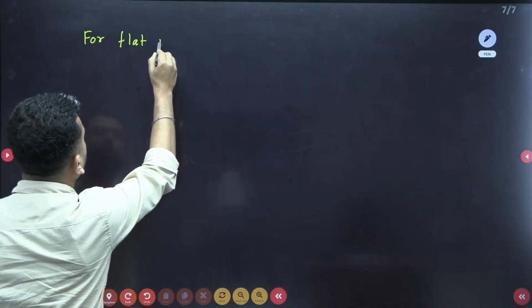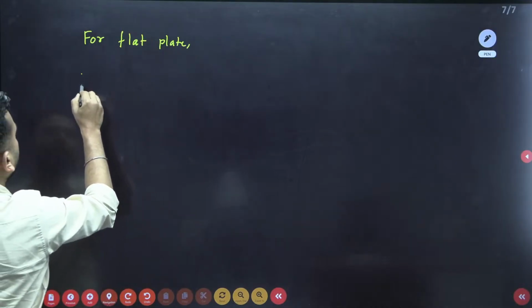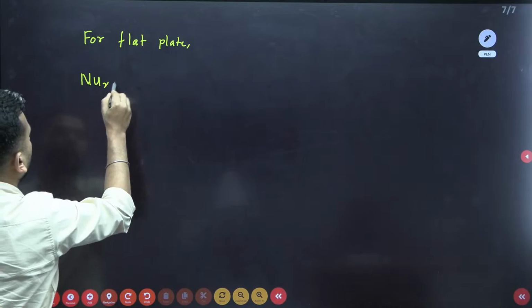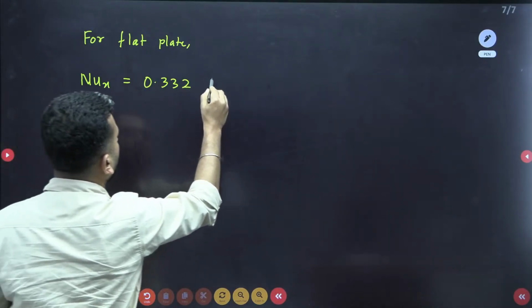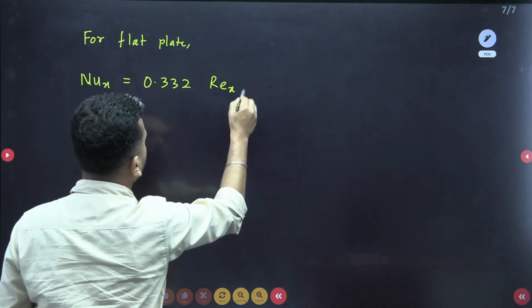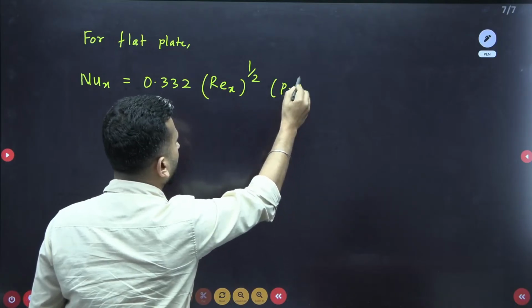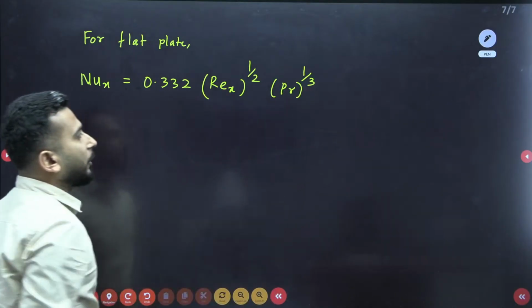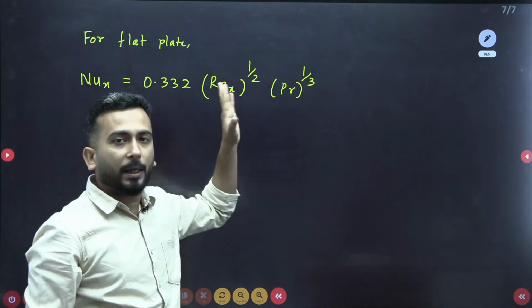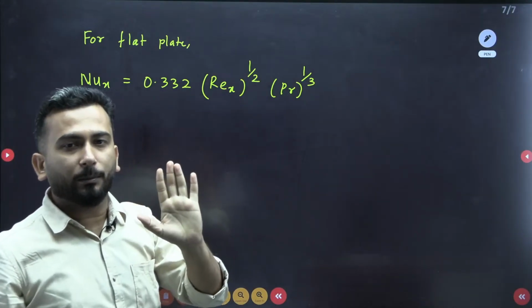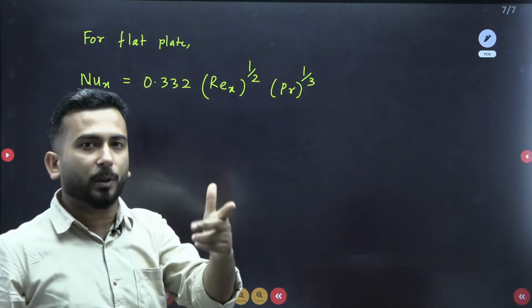that for flat plate has been developed. The equation that is developed is Nusselt number x is equal to 0.332 Reynolds x, it is also a local phenomenon, to the power 1/2, and Prandtl number is the property of the fluid. So don't write x over here, don't write x in Prandtl number, as it is the property of the fluid. Mu Cp by k, mu property of fluid, Cp property of fluid, k property of fluid, so it's a constant.